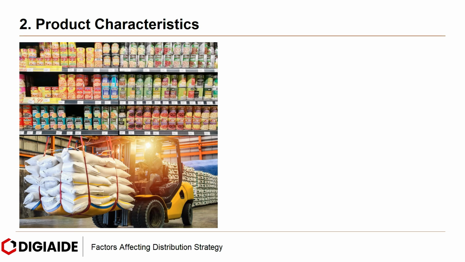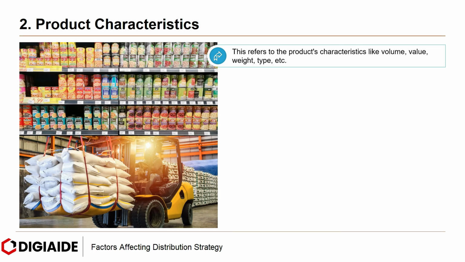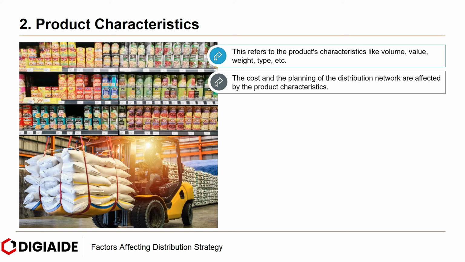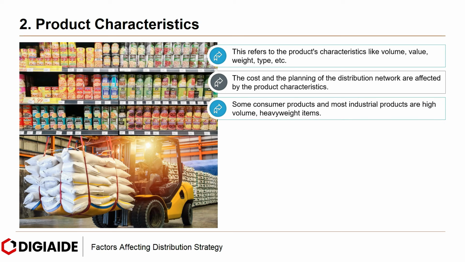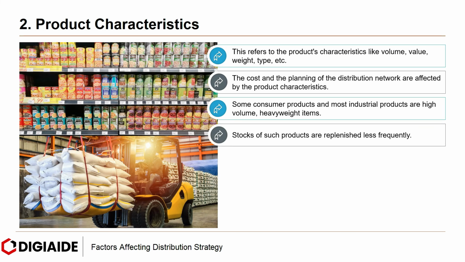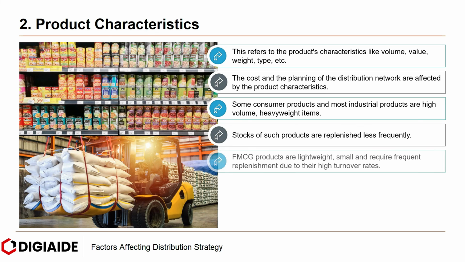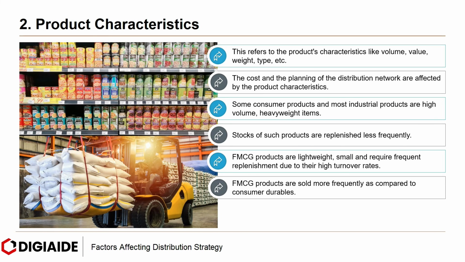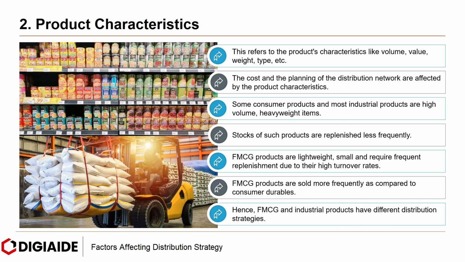Next, product characteristics. This refers to the product's characteristics like volume, value, weight, type, etc. The cost and planning of the distribution network are affected by the product characteristics. Some consumer products and most industrial products are high volume, heavy weight items. Stock of such products are replenished less frequently. FMCG products are lightweight, small, and require frequent replenishment due to their high turnover rates. FMCG products are sold more frequently as compared to consumer durables. Hence, FMCG and industrial products have different distribution strategies.